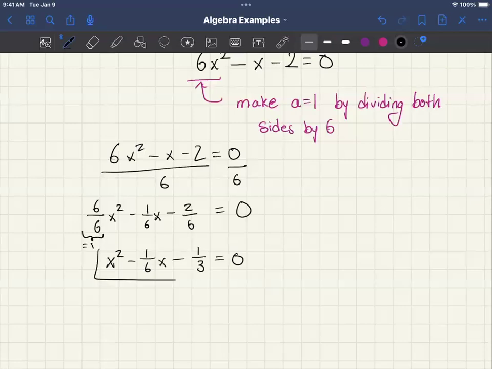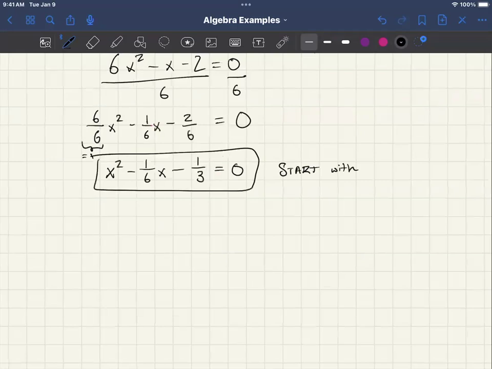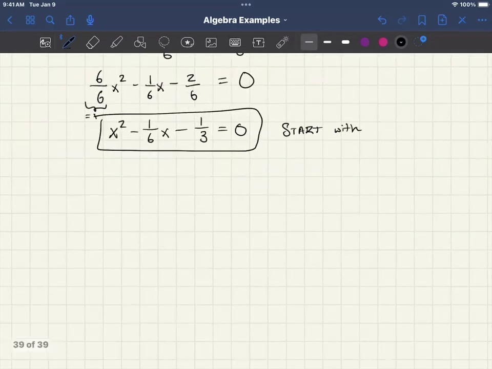Okay, so here is the equation that we are going to start with, and we're going to work from here. If you have an equation that already has a coefficient of 1 in the first spot, that is fantastic. Then there's one less thing for you to do. All right, 5 steps. Step number 1. We are going to move the constant term to the right-hand side.